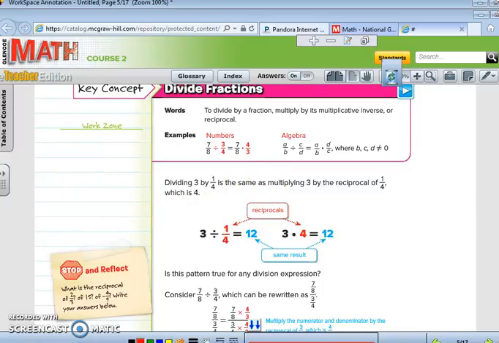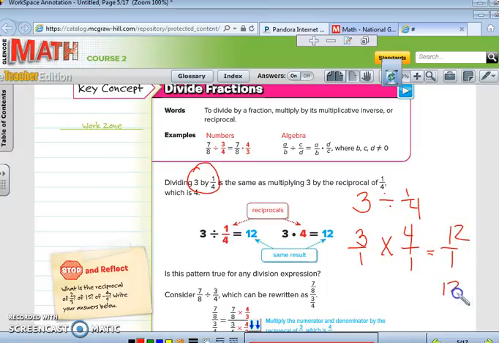Okay, on the following one, it says dividing 3 by 1/4 is the same as multiplying 3 by the reciprocal of 1/4, which is 4. So again, you might still be asking yourself, how did I get a bigger number when I divided? And that's because we're actually multiplying. So 3 divided by 1/4 is the same thing as 3/1, change, flip, which gave us 12/1, which is the same thing as 12.